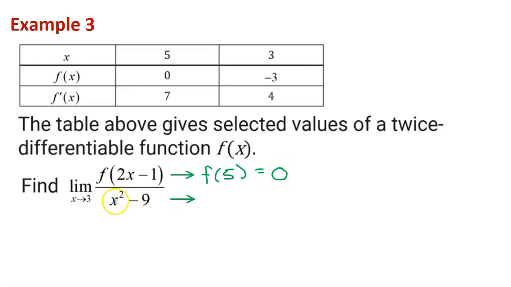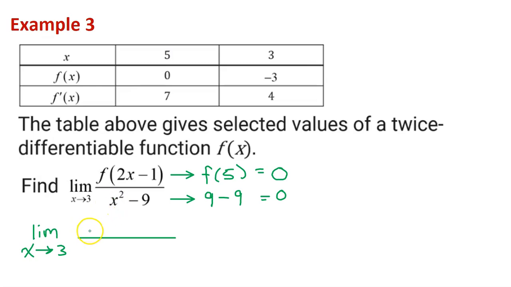Of course, if we plug in 3 right here, that's going to give us 9 minus 9, which is also equal to 0. Since the numerator and denominator are both approaching 0, we can proceed with L'Hopital's rule, but you must show this part. This is mandatory. According to L'Hopital's rule, we can take the derivative of the numerator and denominator without changing the value of the limit. We're going to have to do the chain rule in the numerator.